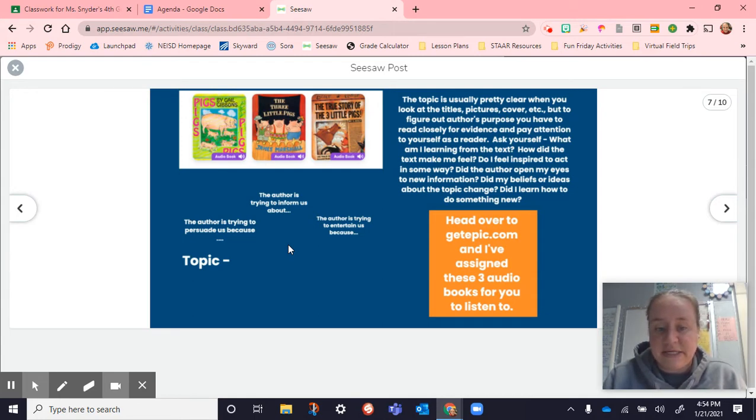And we said that that was to entertain us. Then the last group read The True Story of the Three Little Pigs. So this book here, while it was entertaining, we had a little bit of a discussion about this because it is a very entertaining book.